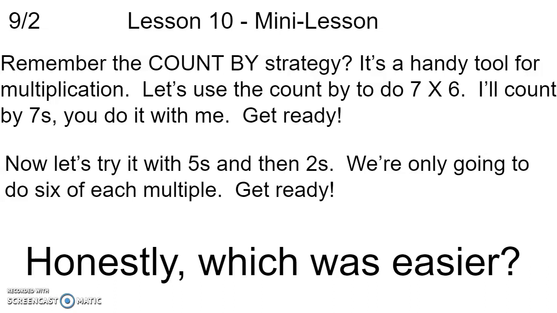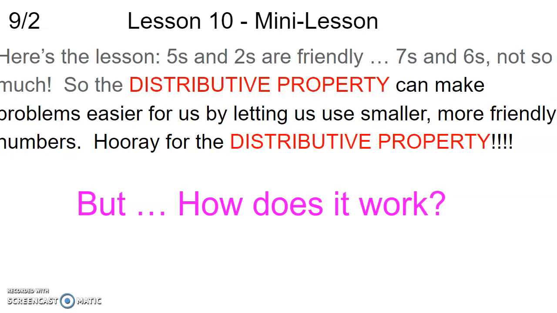Okay, so you can see that the 5s were easier than the 7s and the 2s were easier than the 7s. So some students who are really smart and they just want to try to prove everybody wrong all the time. They're like, no, 7s was just as easy. Well, you know what? I just don't believe that. 5s and 2s are easier to work with than 7s. So here's the lesson. 5s and 2s are friendly. 7 and 6s, not so much. The distributive property can make problems easier for us by letting us use smaller, more friendly numbers. So hooray for the distributive property.